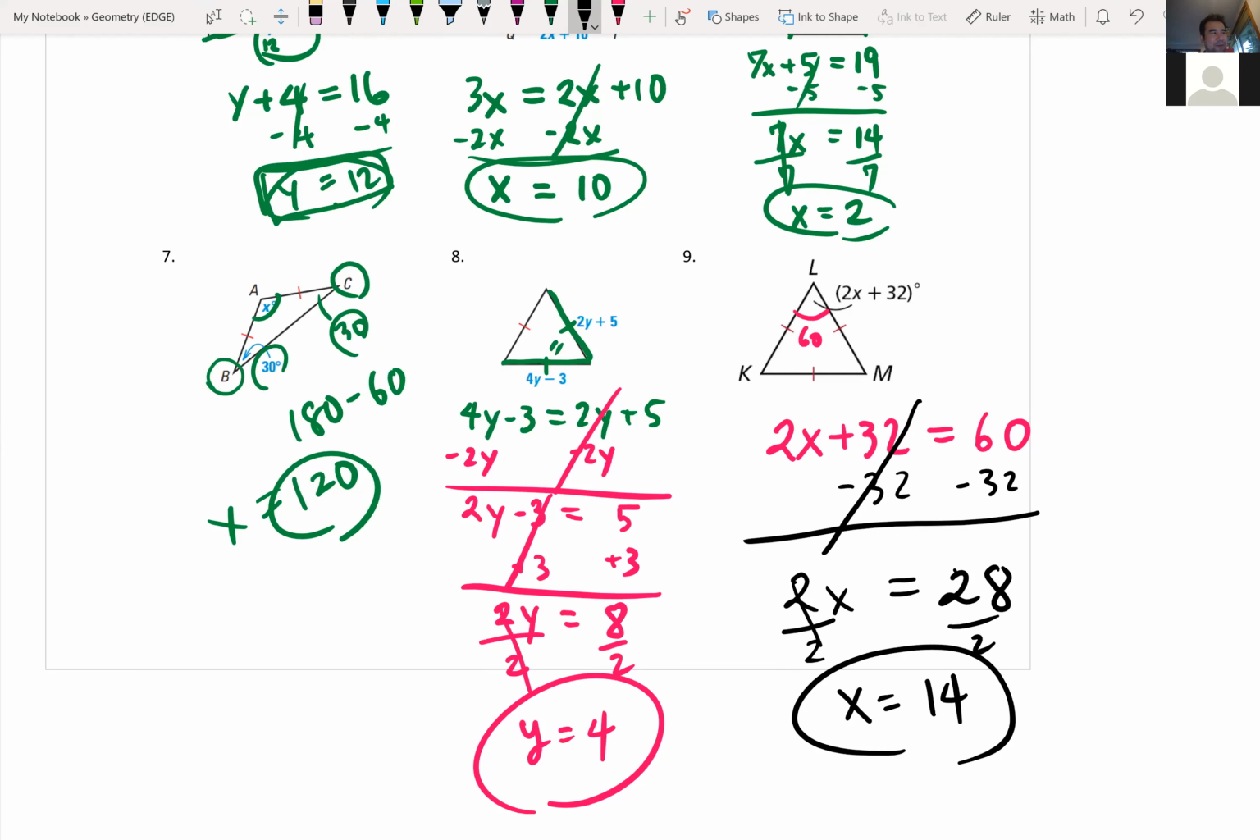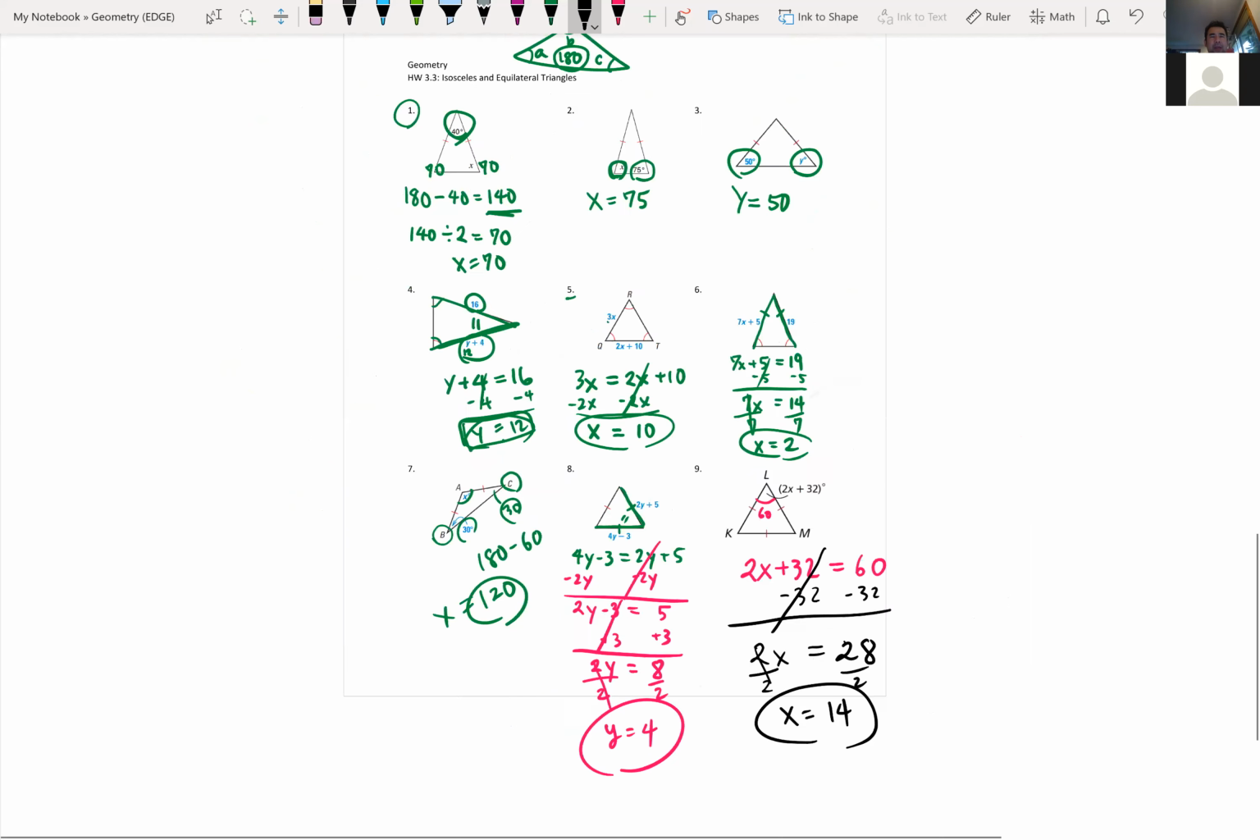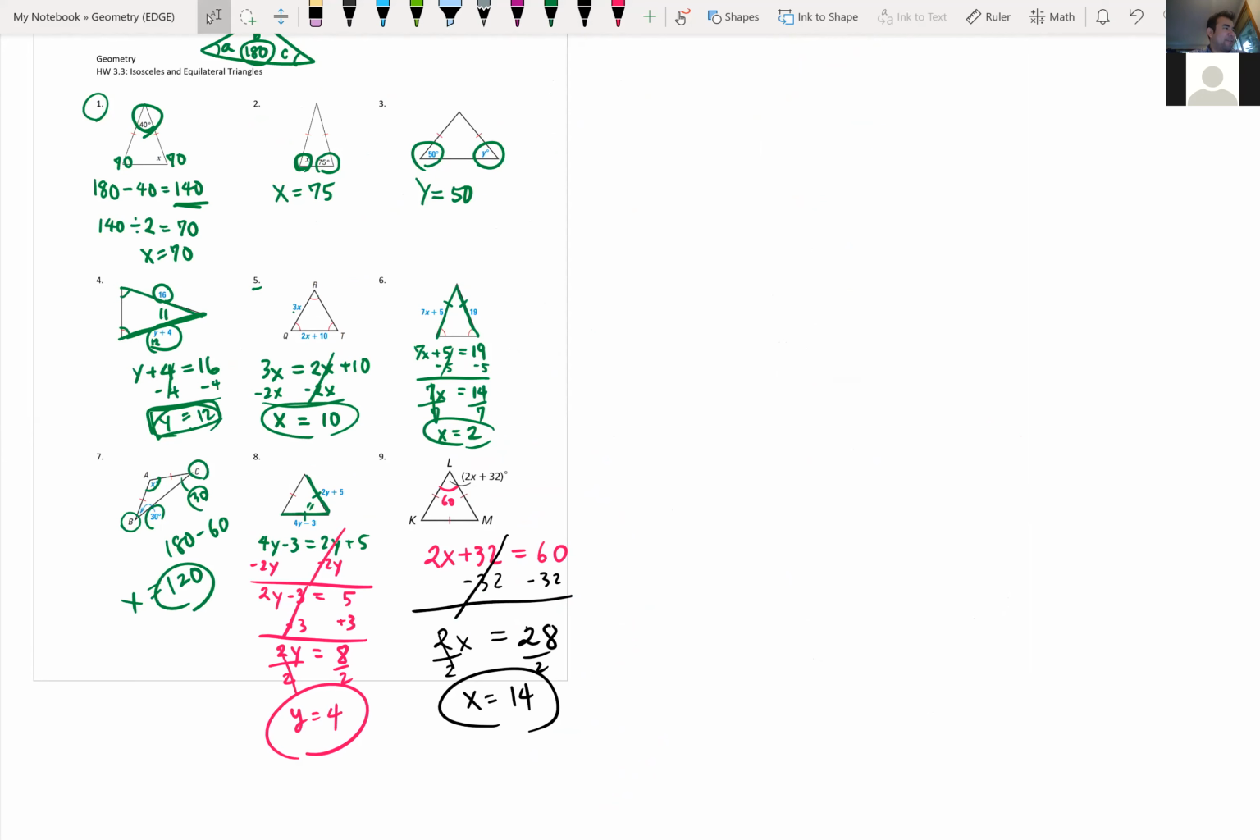How do you guys feel about this equilateral triangle, isosceles triangle? Scale of 1 to 5. Where are you guys? I've got this. Maybe 4. Anybody feeling like a 3 or even lower than that? You guys all good? Okay. Again, as I said, very good.